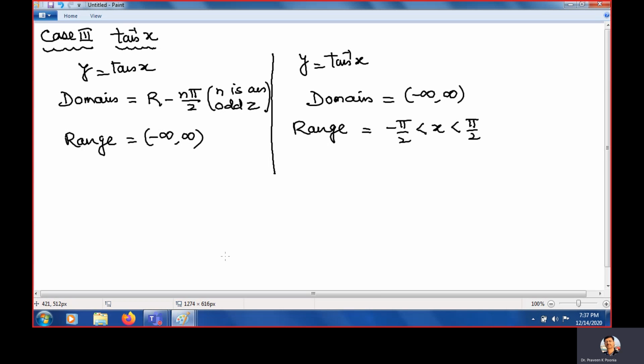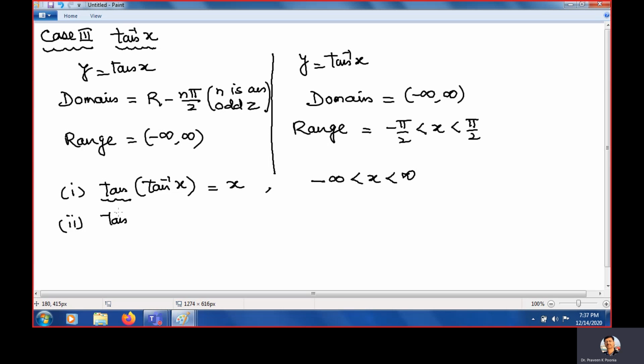This is clear. And one more thing, there are two important properties. If you are taking tan of tan inverse x, the value is x, but here x is any value, minus infinity is less than x is less than infinity. And if we are taking tan inverse of tan x, the value will be x, but here x is taking minus pi upon 2 is less than x is less than pi upon 2. So this is about the tan inverse x.